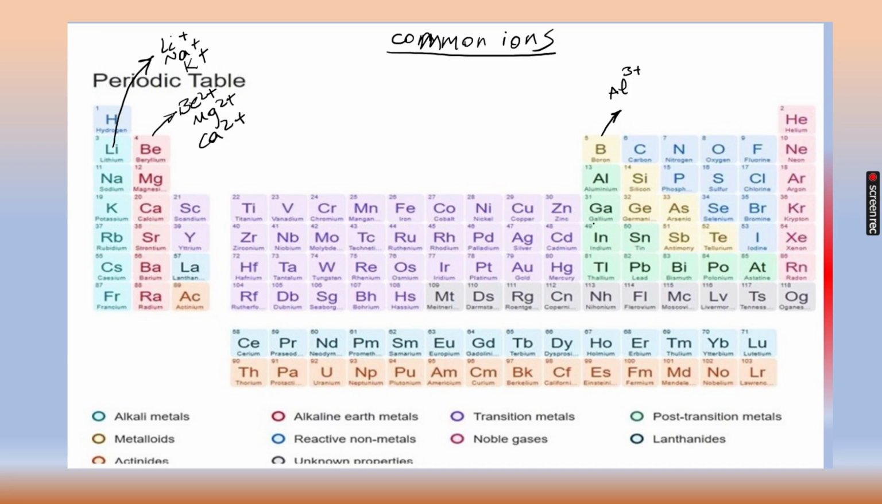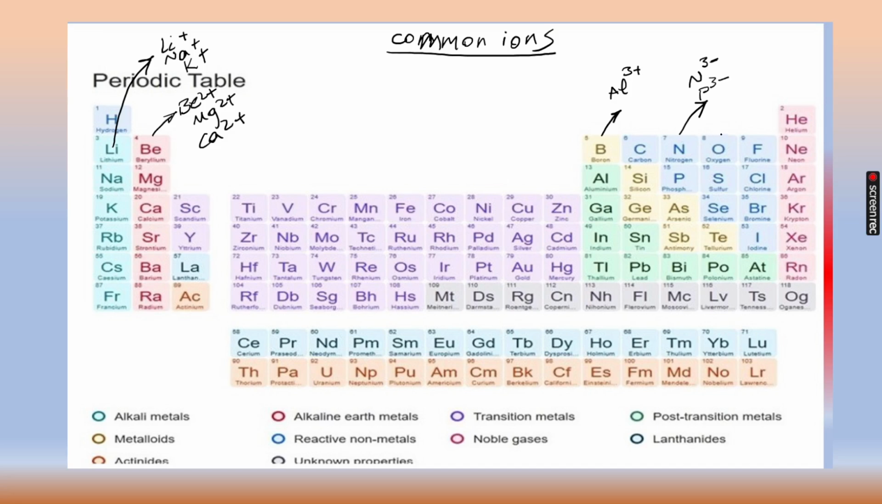Boron, aluminum, gallium, indium, thallium. And group 4, we will talk about it in the future. They cannot create any ion. And group 5, they can create anion with the 3 negative charge. For example, N3 minus, P3 minus.